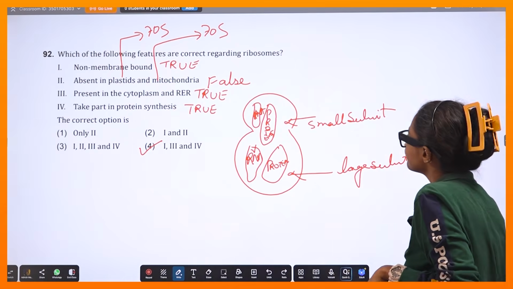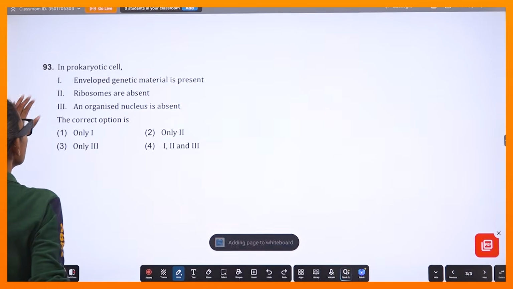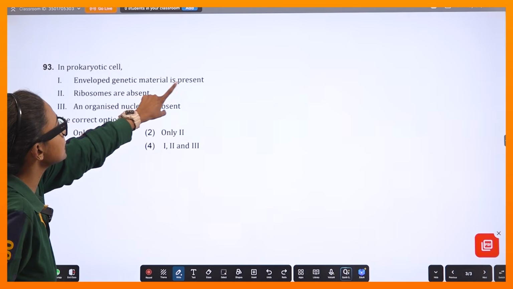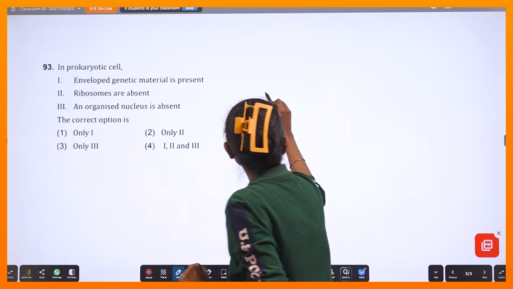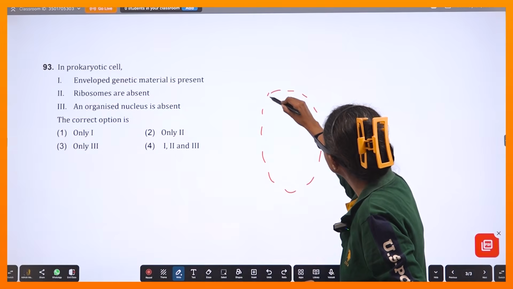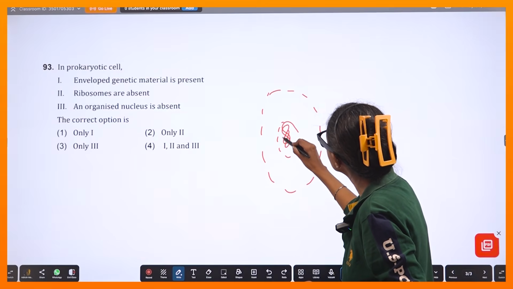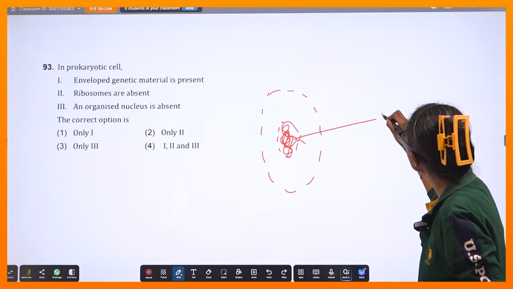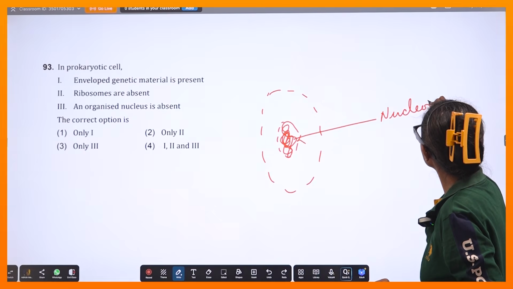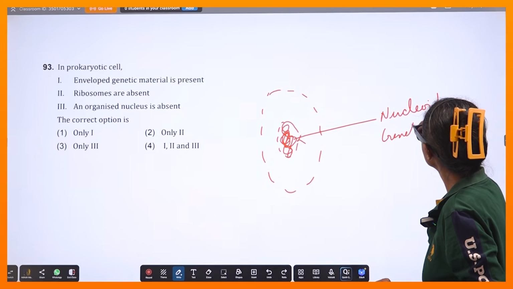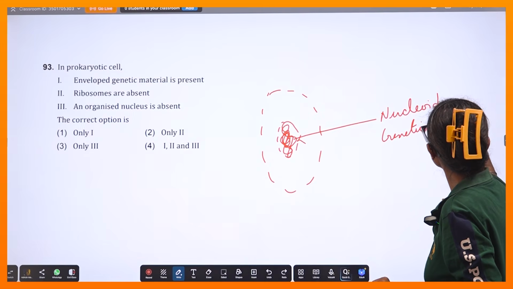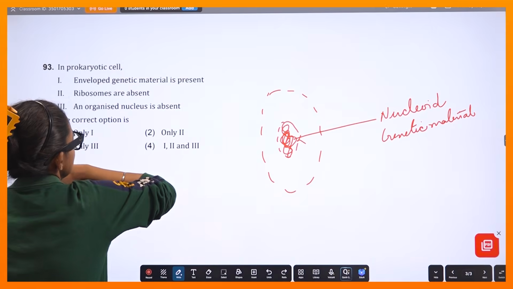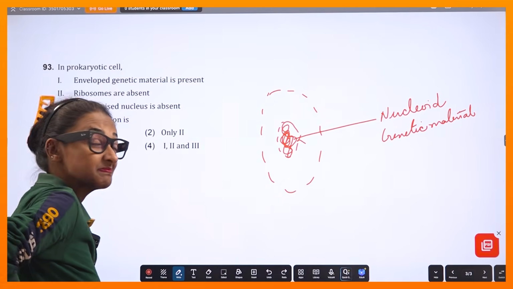Let's move on. In a prokaryotic cell, what are the unique things that we get? Enveloped genetic material is present. How come? Suppose this is your prokaryotic cell. The nuclear membrane and the nucleus are not well defined. So this is called your nucleoid. Genetic material is present there. So enveloped genetic material is present might not be true.